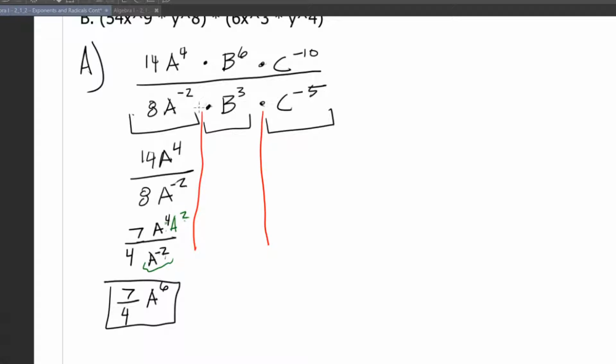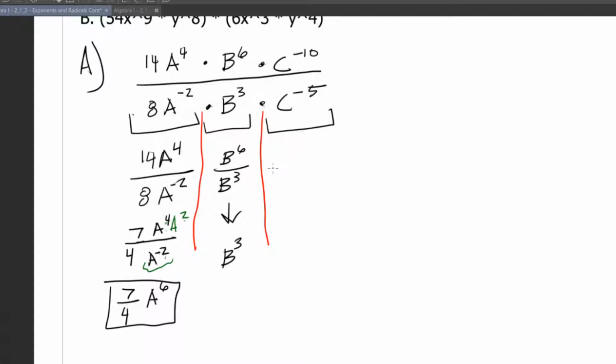Looking at this second part, again, we have B to the 6 over B to the 3. So we're going to subtract these, and that would ultimately give us B to the 3, right?